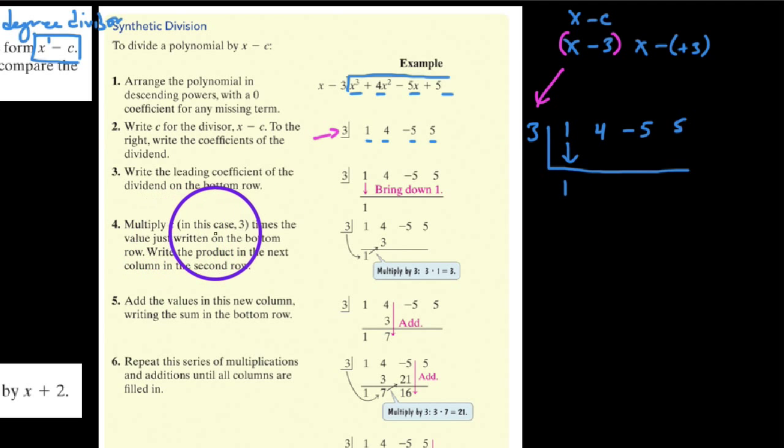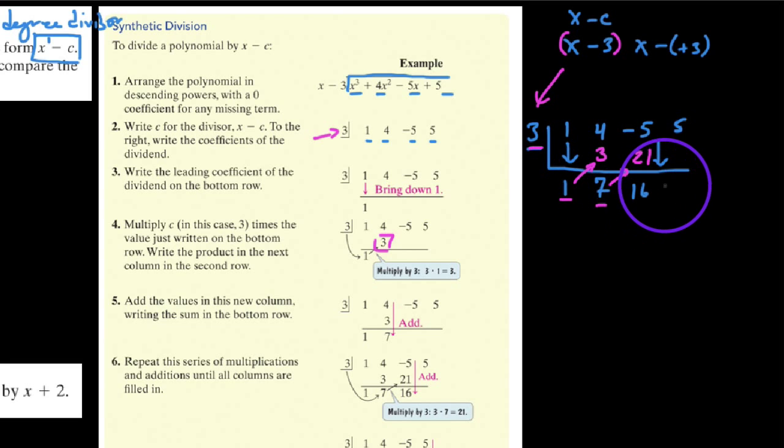This says multiply c, in this case 3, times the value just written on the bottom row. So we'll always take this out here times the value on the bottom row, and we say 3 times 1 is 3. Then we're going to put that up over here. Then we're going to add these things vertically. So 4 plus 3 here is 7. Now I'm going to multiply 3 times the 7 and we get 21. So that 21 now goes up over here. We're going to add vertically. So 21 plus a negative 5 gives me a positive 16. 3 times a positive 16 gives me 48. And then 48 plus 5 is going to give me 53.